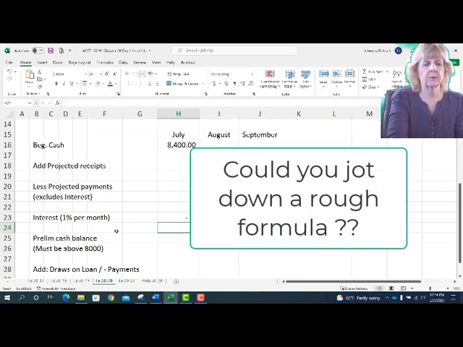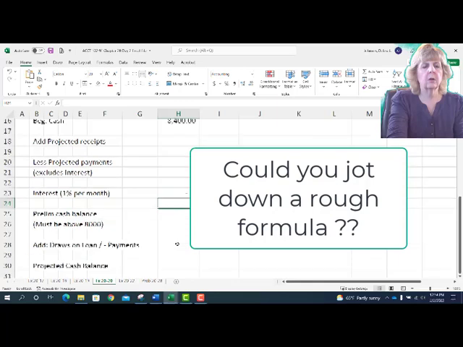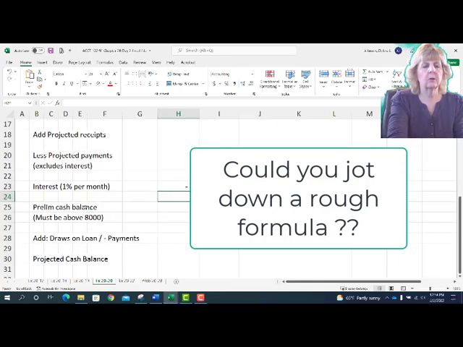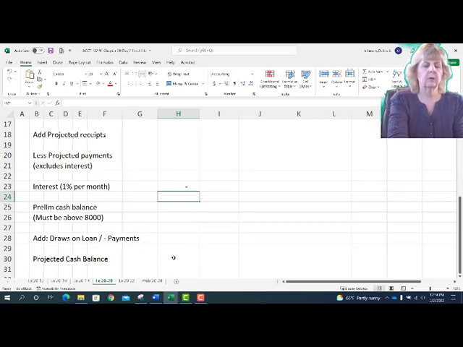there were no loans. We'll come up with a preliminary cash balance, a reminder that we need to be above $8,000, and then we will either draw money on our loan, which means take money out to increase a loan payable if we're below that $8,000, or if we have an excess, we could make a payment against that loan, and that'll give us our ending projected cash balance.